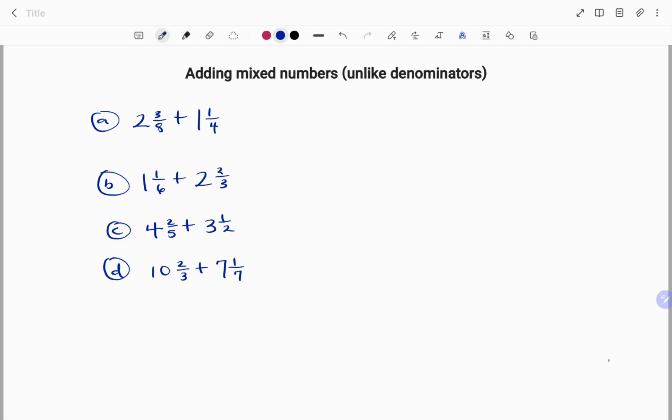Today we're going to learn how to add mixed numbers with unlike denominators.